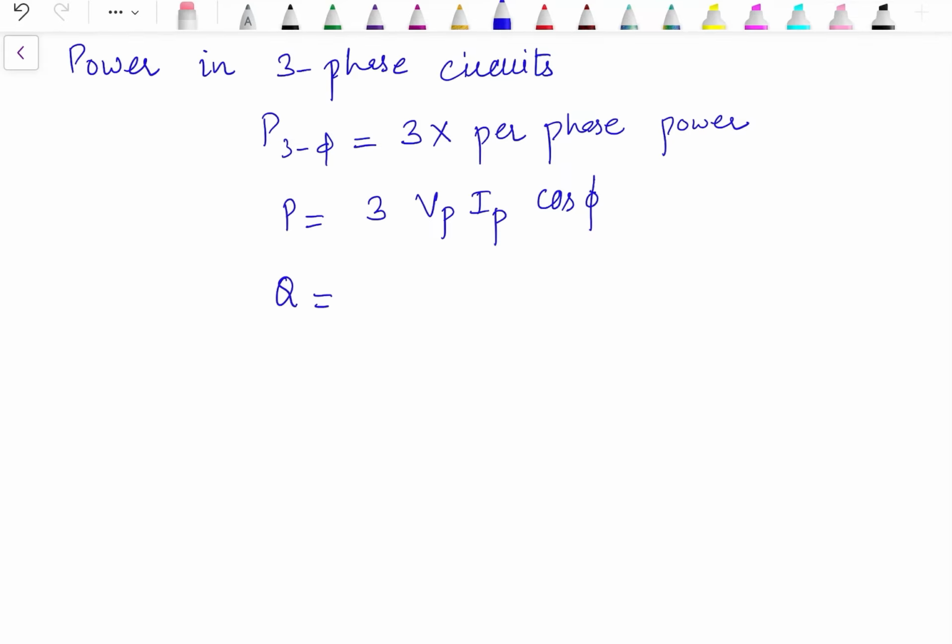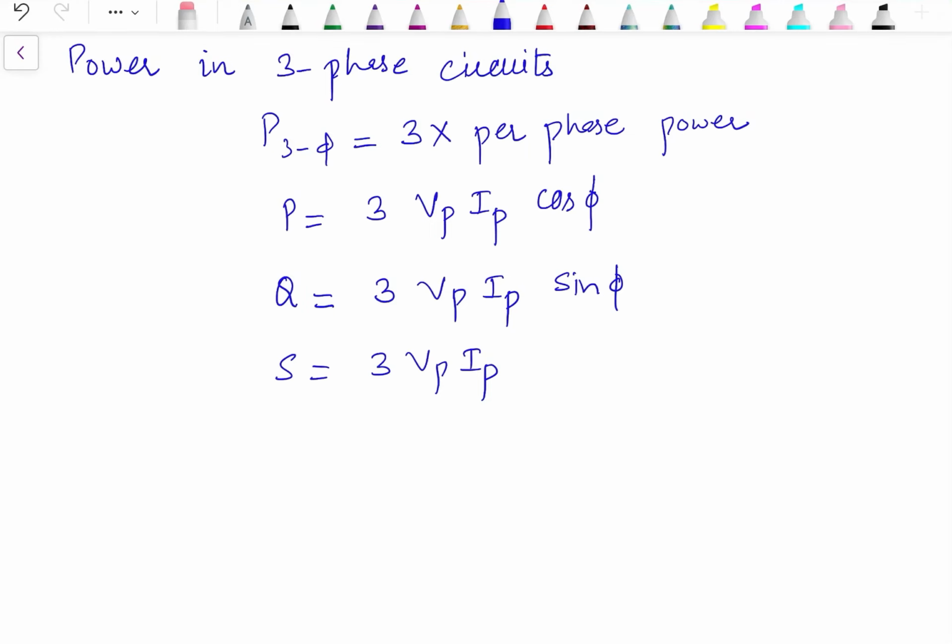Similarly, reactive power is 3 times Vp Ip sin phi, and apparent power is 3 times Vp Ip. So again they are 3 times the per phase power. Now this power can be expressed in terms of line quantities. So irrespective of star connection or delta connection, this is the expression for power.